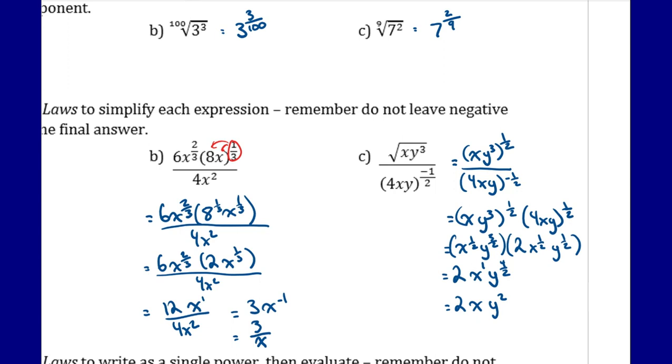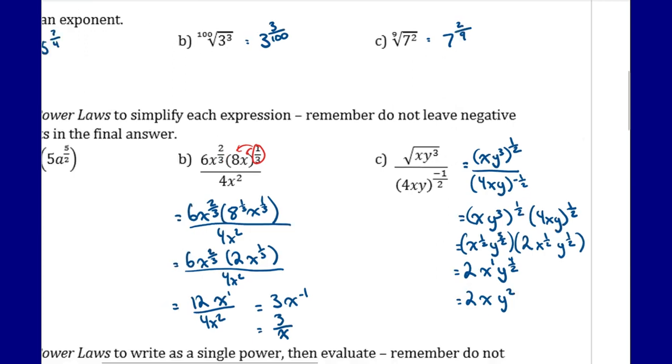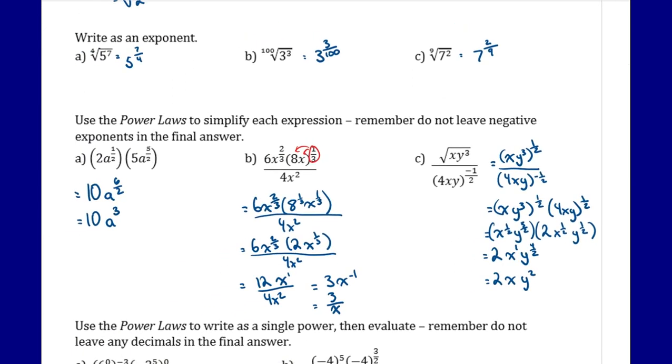Or remove the negative exponent first. You could expand this negative through to each part, similar to what we did in the positive version, and then worry about the negatives at the very end. It's up to you what you feel comfortable with. But the main thing is, do not leave negative exponents in the final answer.